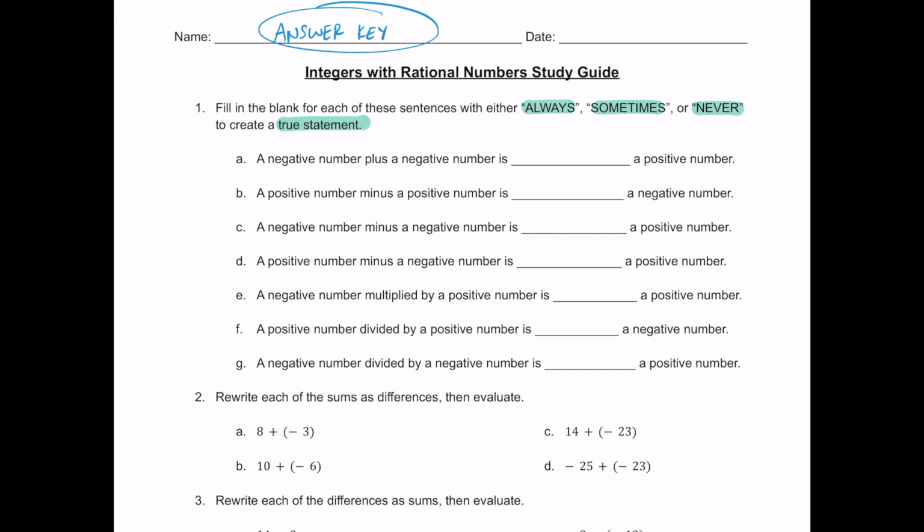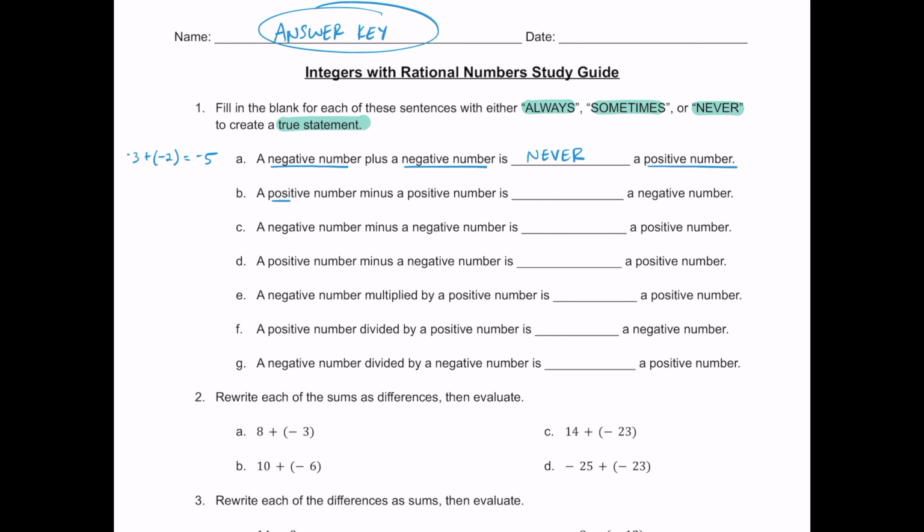Okay. So for this first one, it says a negative number plus a negative number is blank a positive number. So let's try to give an example here. If we give like a -3 plus like a -2, well, that's two negatives together. And if you had two negatives, that would just be another negative number, right? You can try to come up with another example, but you're always going to get a negative number. So in terms of this answer, what we're going to write here is it's never going to be a positive number, okay? So a negative plus a negative is always negative, so it is never positive.